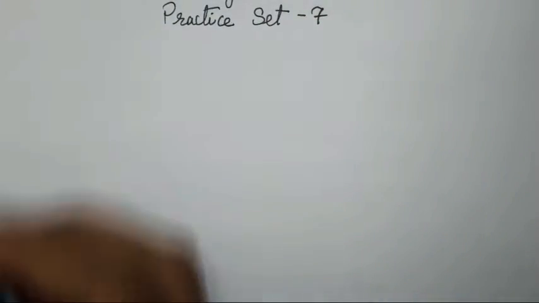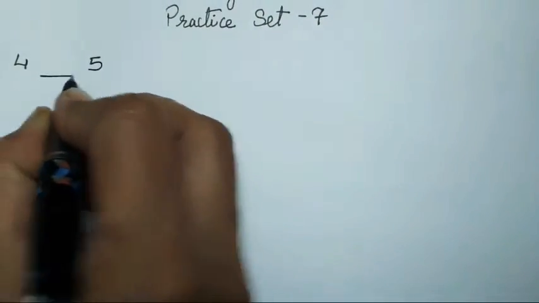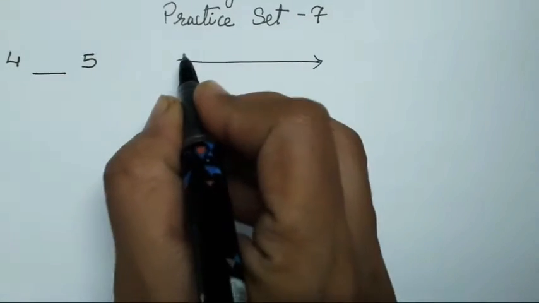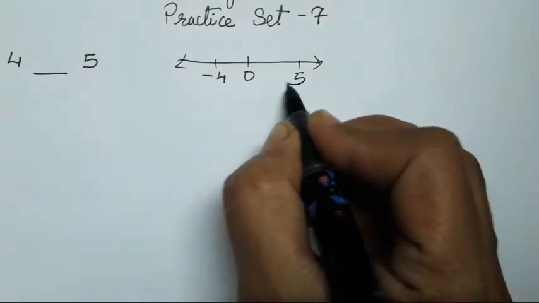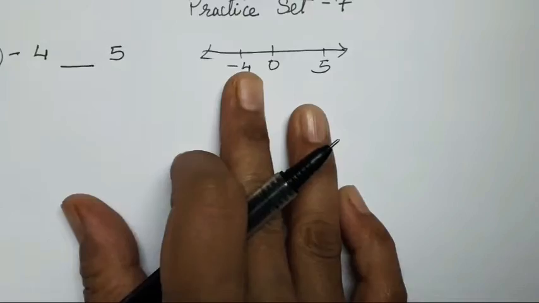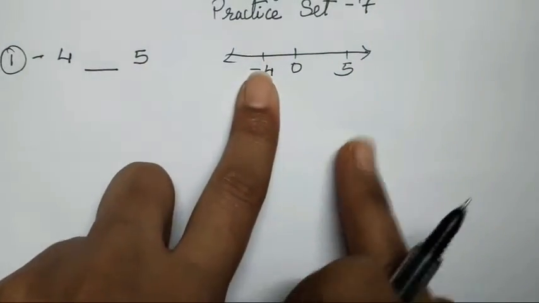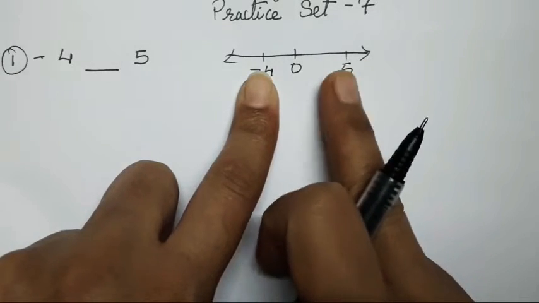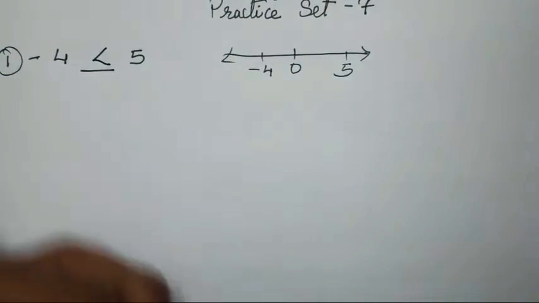Now let's solve practice set number 7. Again I am explaining it. So first one is -4 and 5. Which one will be greater? Along the number line I will show you. 0 is over here, -4 is over here, and 5 will be over here. I am purposely not adding other numbers because I have to explain every sum. So I will only write the numbers which I have to explain. So -4 is over here and 5 will be over here. So which one will be greater? 5. So 5 you have to give the greater sign.